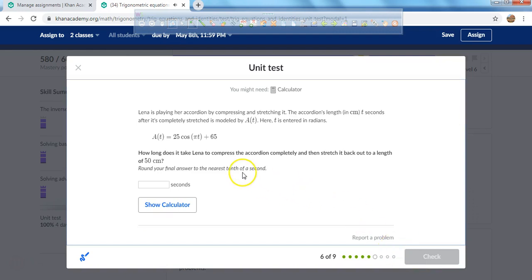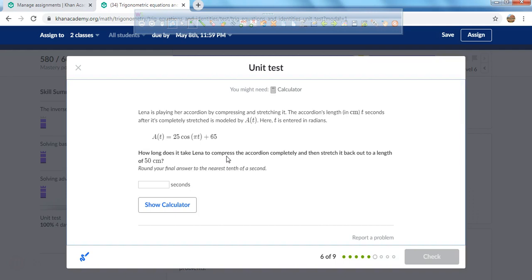All right, so this one says, how long does it take Lena to compress the accordion completely and then stretch it back out to a length of 50? All right, so it's going to be compressing and then stretching. So here we have a cosine. Looks like we have a cosine graph again.